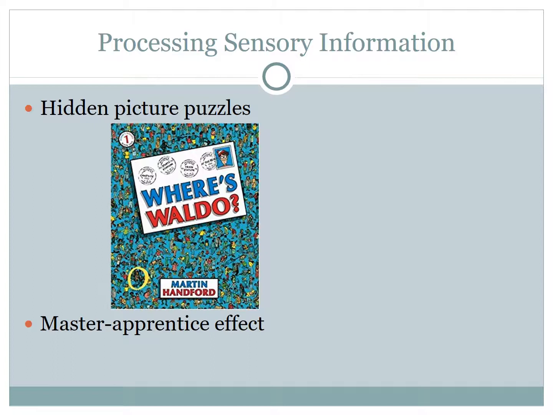The master-apprentice effect is an excellent example of bottom-up versus top-down processing, where a master of a craft will tend to use top-down processing and may miss what's wrong with the object that they're trying to fix. Whereas the apprentice will look at each individual part and may actually be able to find and solve the problem before the master can, because they're looking at the object from a bottom-up process.